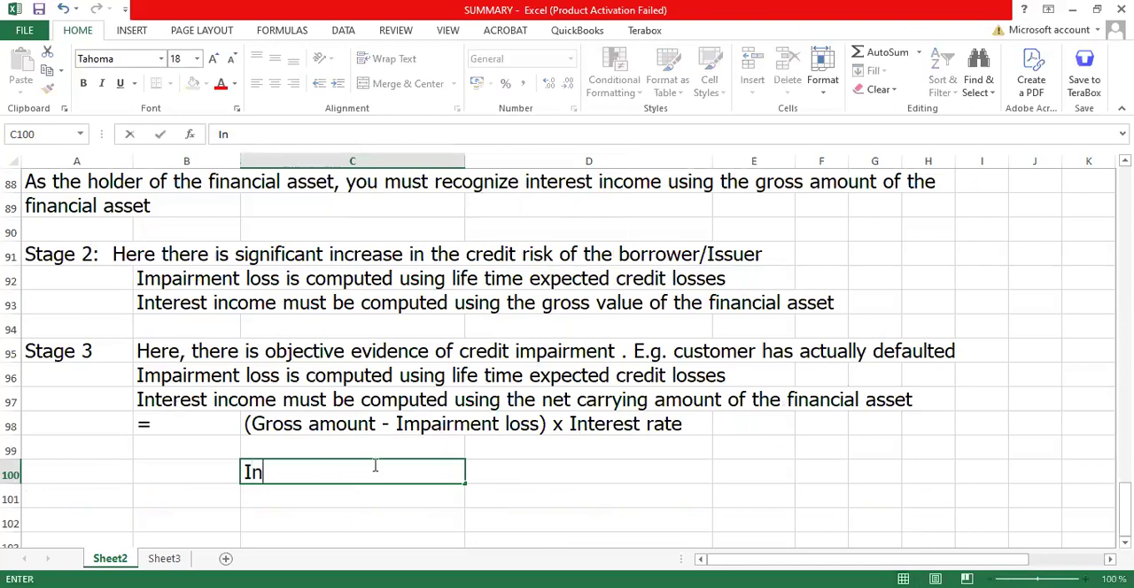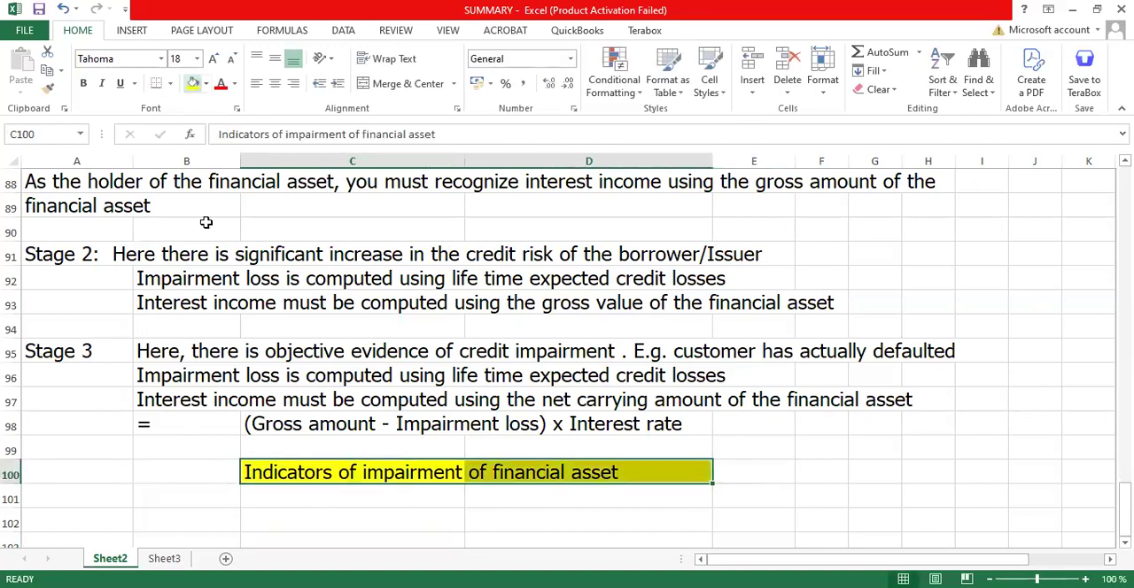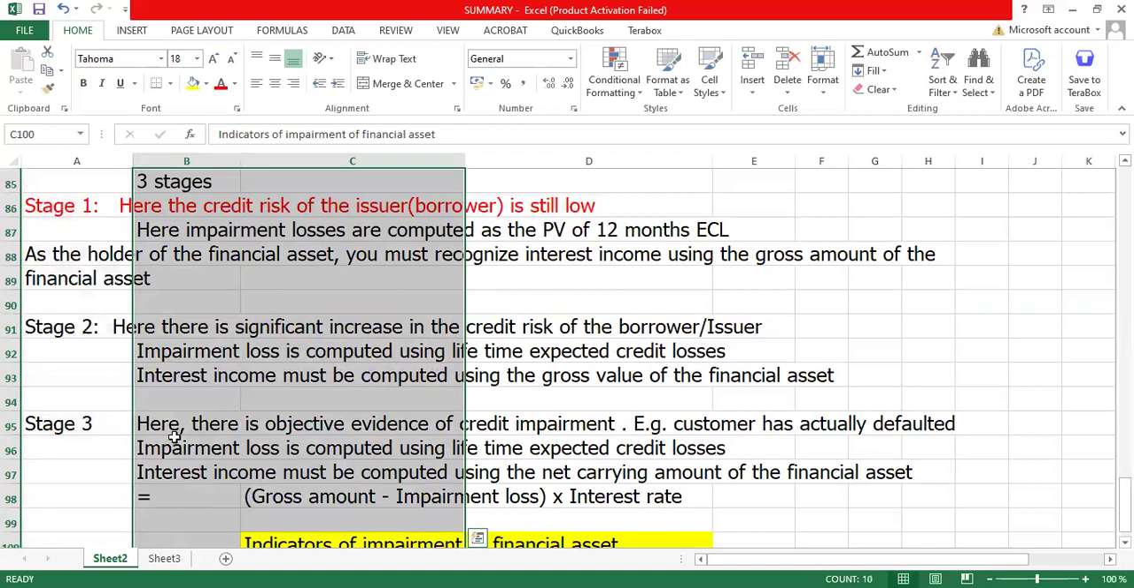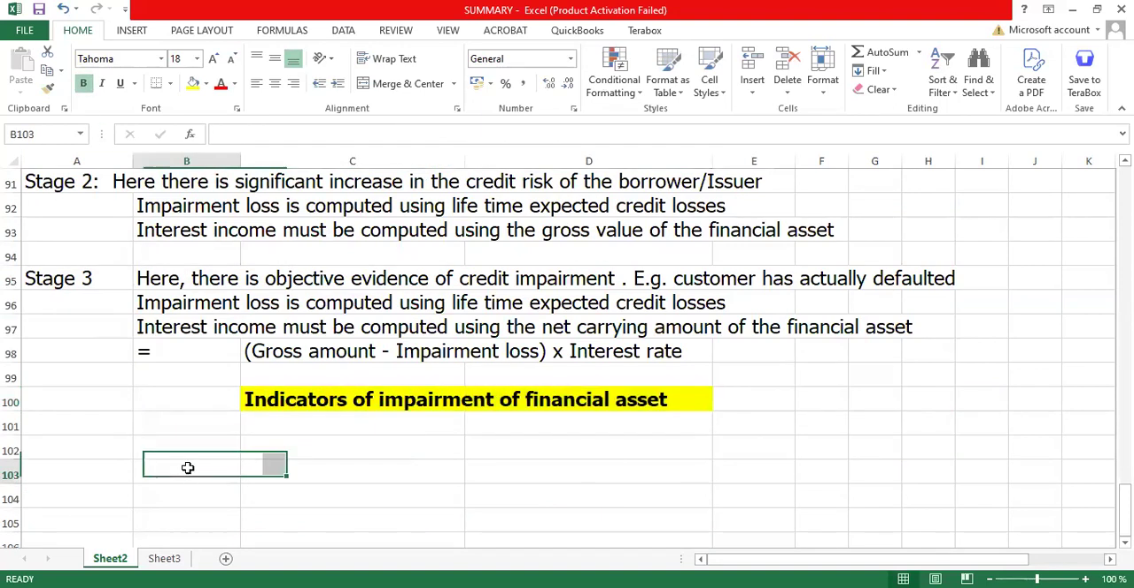So what could be indicators of impairment of financial assets? I want to hear from you. What can be indicators of impairment of financial assets? One.